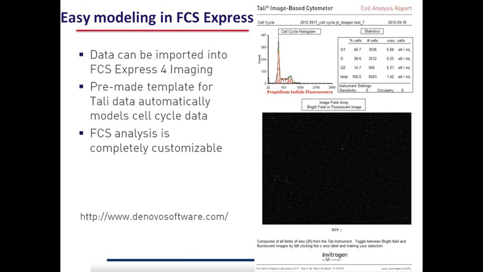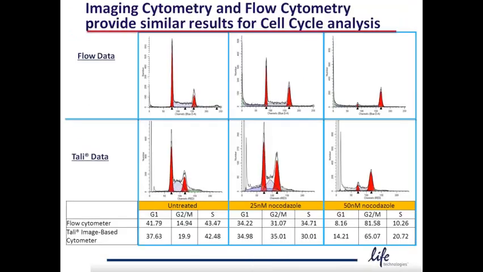So we took that same experiment and reran it, but we split our samples. We ran half of the sample through the flow cytometer and half through the image-based cytometer, and looked at how that data compares. So going from no Nocodazole to 50 nanomolar of Nocodazole, how does that data compare in terms of the analysis?